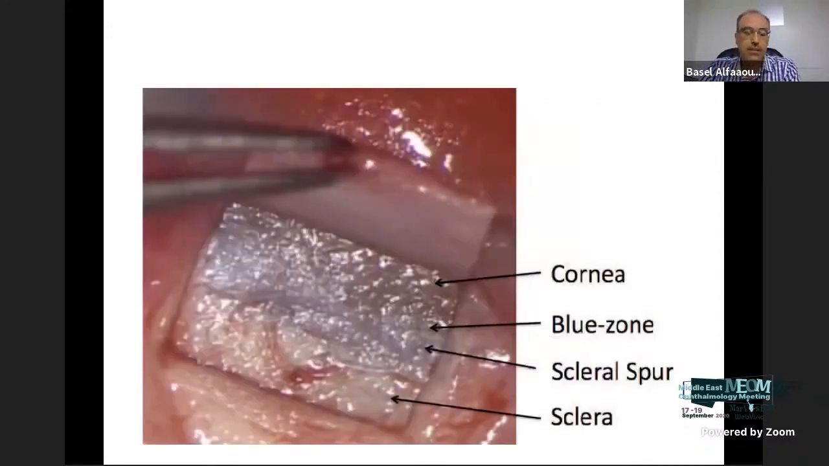Of course, first, after doing the scleral flap, we determine the main surgical sites for us: the cornea, the limbus, scleral spur, and sclera. All glaucoma surgeons are familiar with these important landmarks.